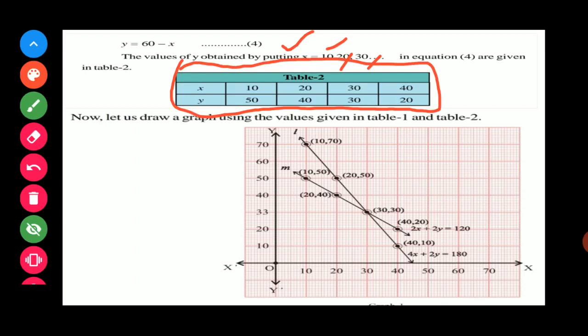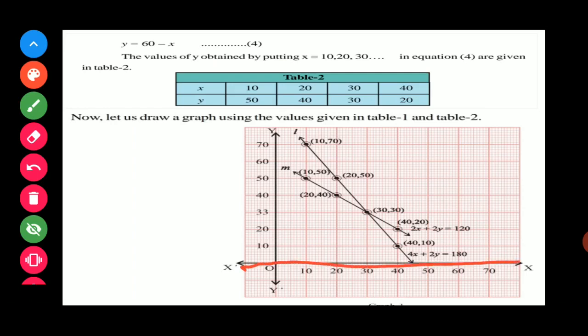Now plot the graph on the x-axis and y-axis. This one is your graph. So put the values of the first table and the second table on the x-axis and y-axis. The value of x is put on the x-axis and the value of y on the y-axis, and draw the graph. These are the coordinates, so you can draw on your copy. The graph is drawn on your graph paper. Submit your graph paper in your project.